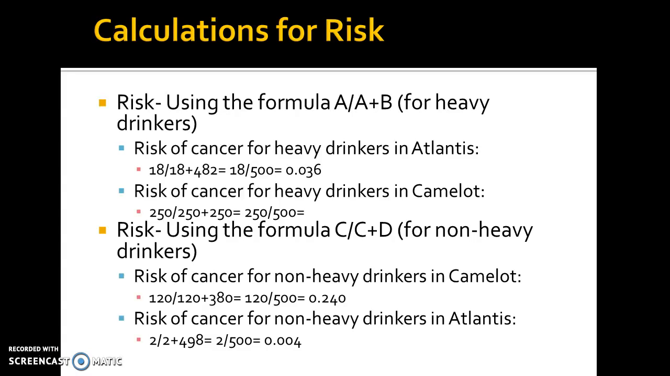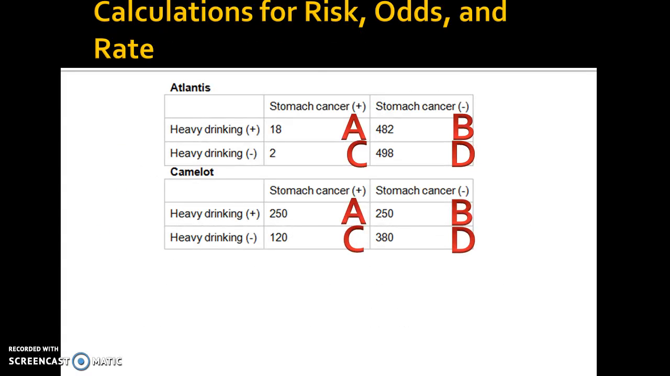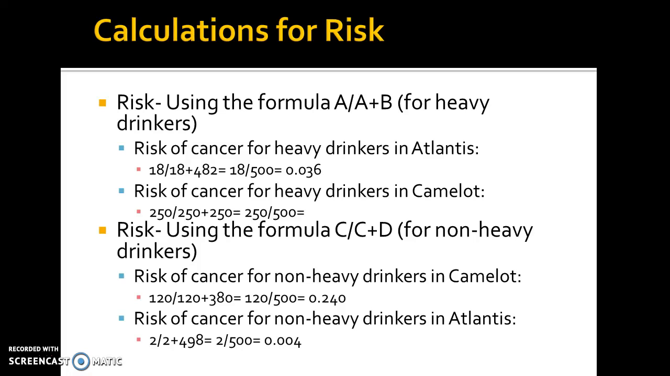And then we're going to use that same formula, but slightly different. It's the same method, but we're using different numbers this time. We're going to use the numbers from C and D, so we can go back and take a look. As you can see, in Atlantis, the number of those with stomach cancer that did not heavily drink was 2, and the number that did not have stomach cancer and were not heavily drinking was 498. Same with Camelot, you had 120 people that were positive for stomach cancer with non-heavy drinking, and 380 were negative for stomach cancer with non-heavy drinking. So plugging in those numbers, the risk of cancer for non-heavy drinkers in Camelot was 0.240, and in Atlantis it was 0.004.